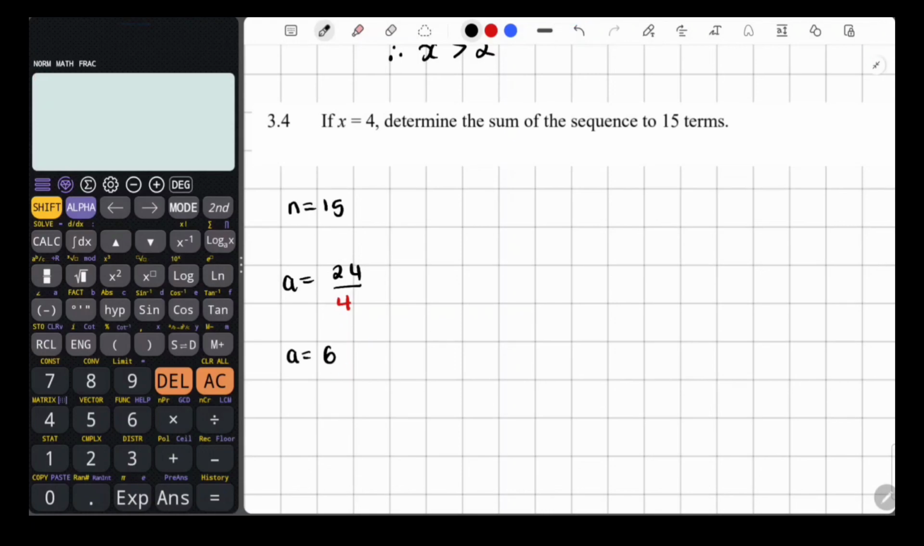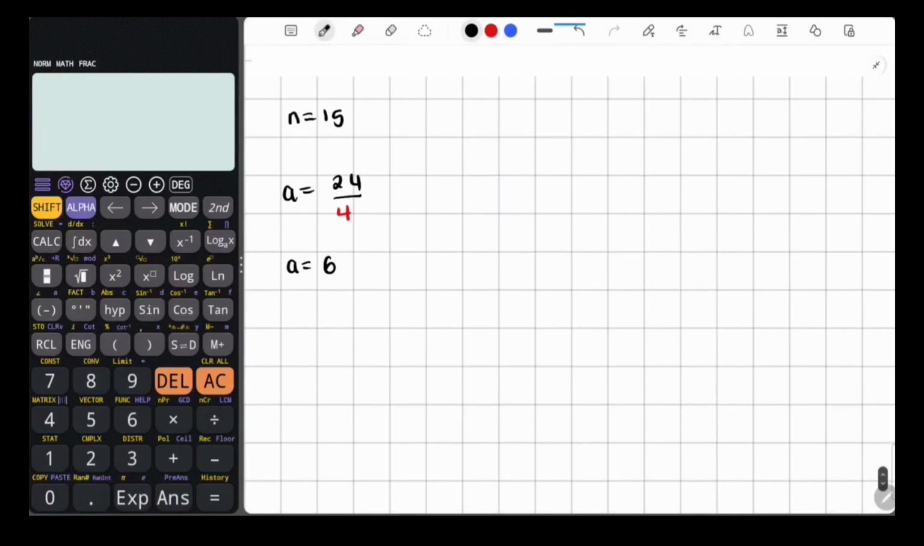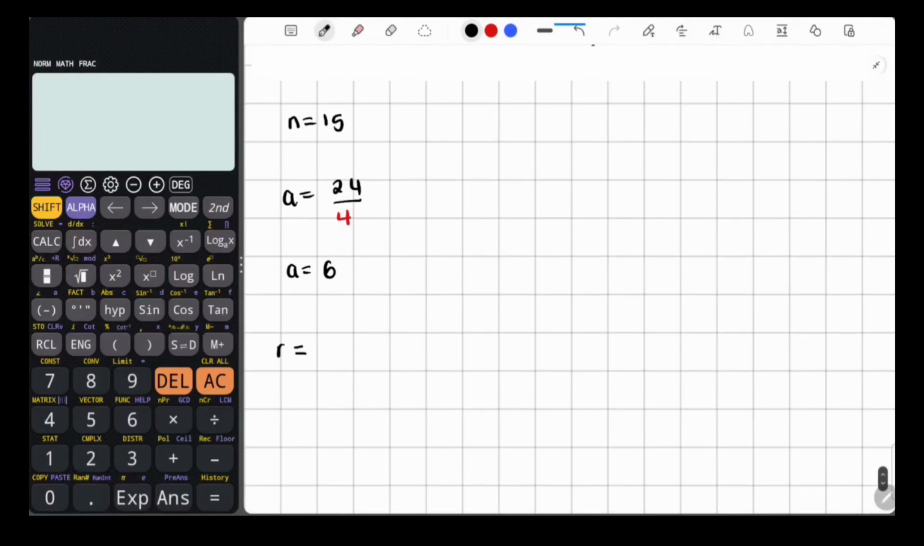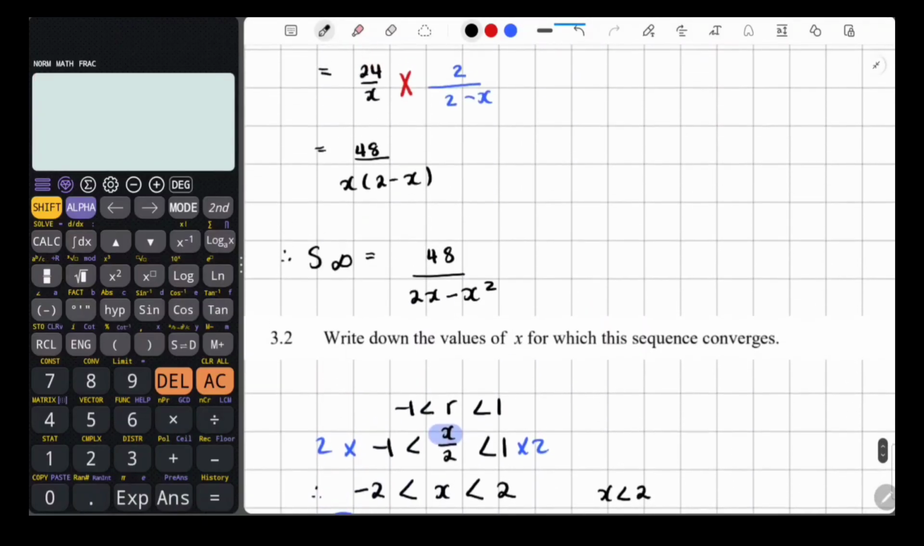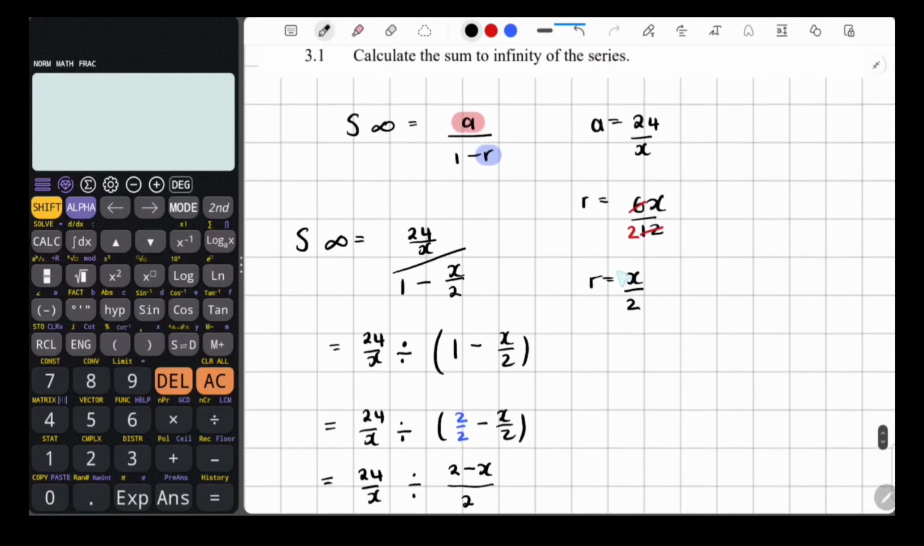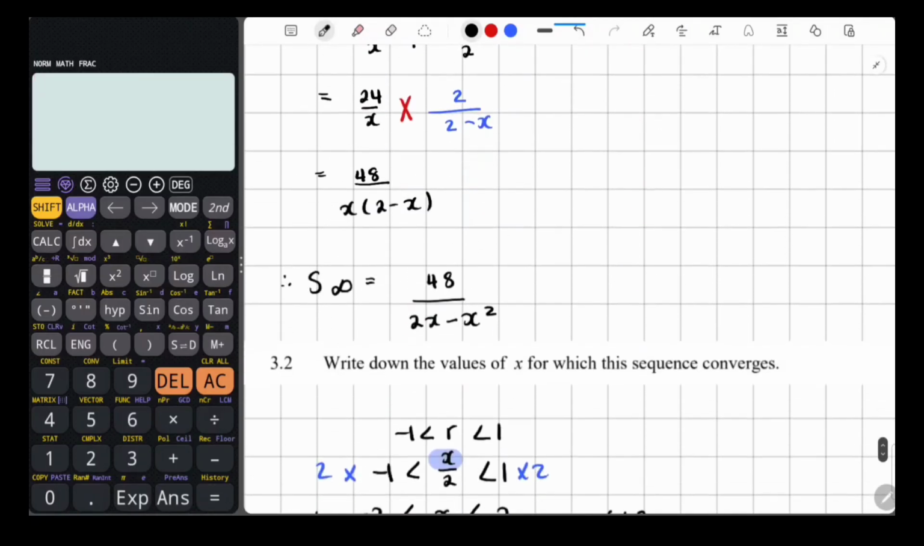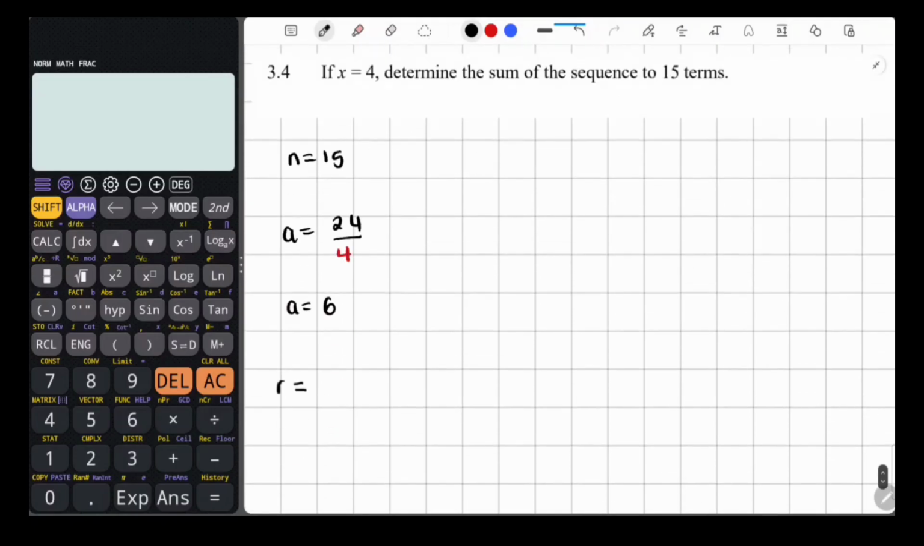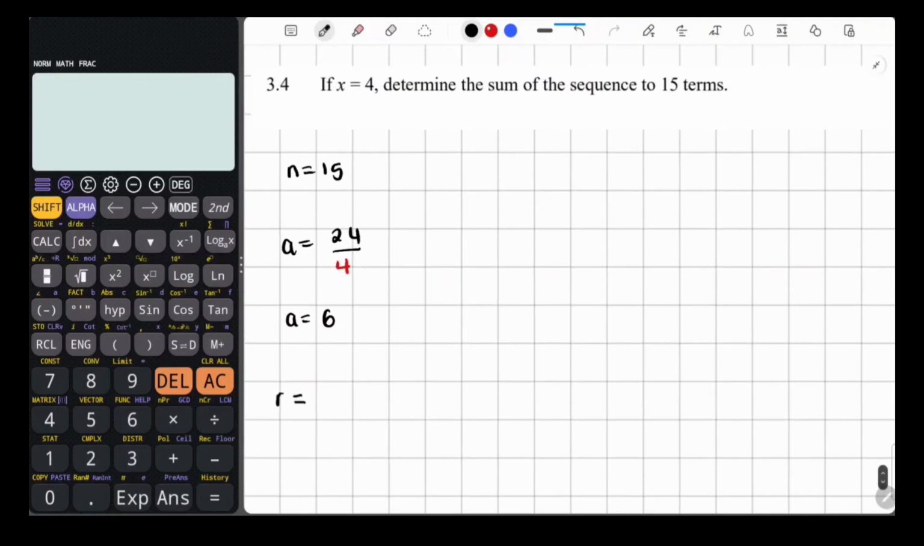And then lastly, to find the sum, we need the ratio, we need r. So r is going to be equal to, let's just find out what the ratio was before. The ratio was x over 2, and we know what x is now. Since the ratio was x over 2, and we know x is 4, this is just 4 over 2, which is equal to 2. So we know what our ratio is.